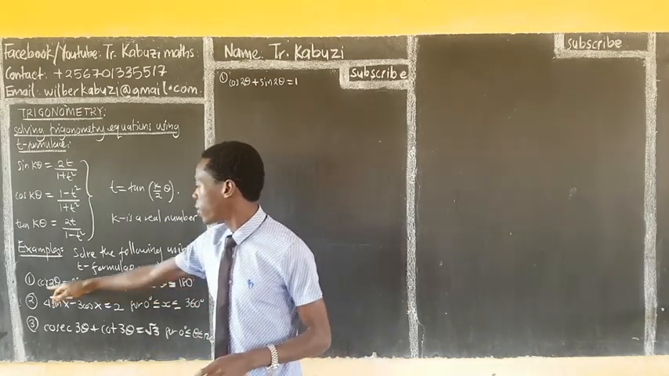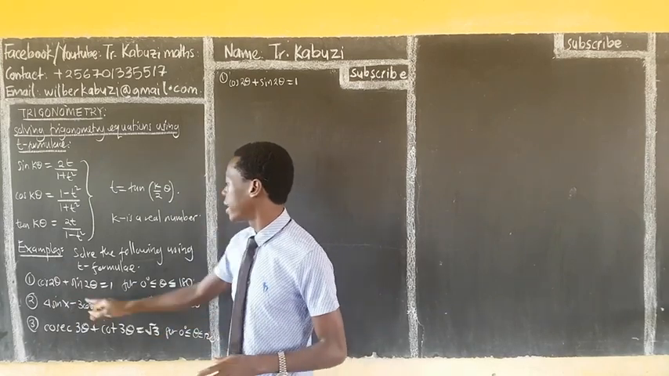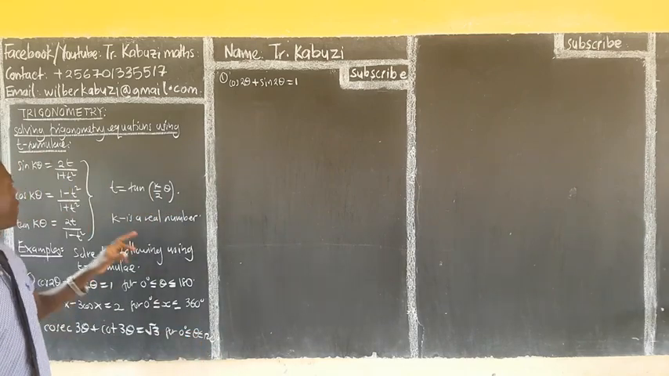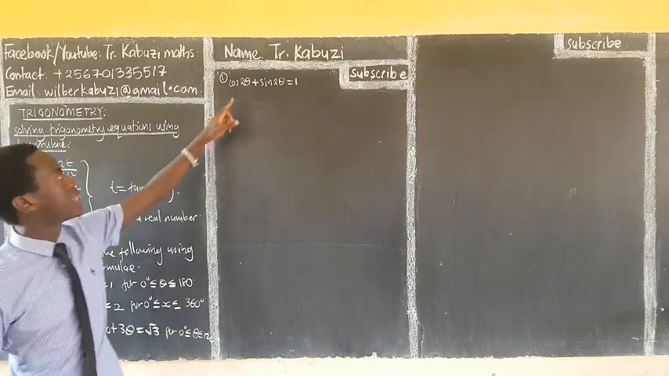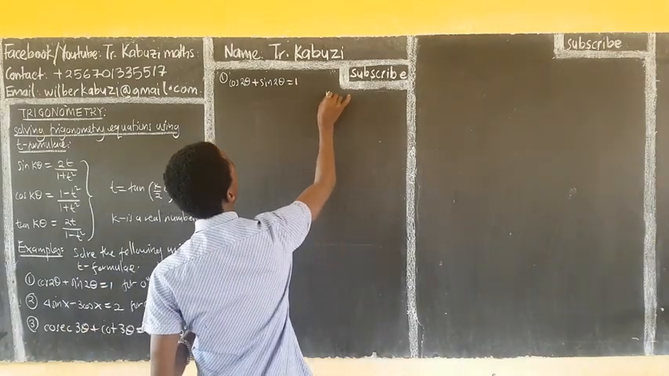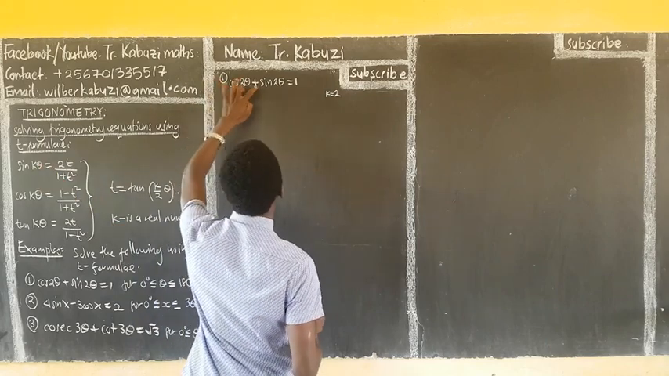So let's see how we solve this. They are giving us these questions, each with its range. Let us start with this one. So here, we start by getting the relationship. If I compare this, our K is 2, the coefficient of theta, here and here.